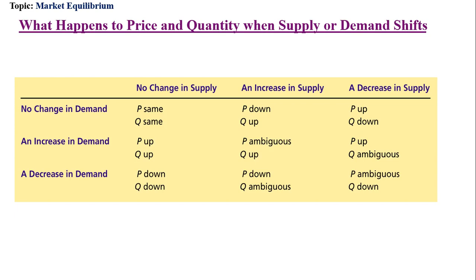Similarly, if a decrease in the demand occurs and no change in supply occurs, the price goes down and the quantity also goes down. If a decrease in the demand occurs and an increase in the supply also occurs at the same time, what will happen? The price goes down while the change in quantity is ambiguous. Similarly, if a decrease in demand occurs and at the same time a decrease in the supply also occurs, the change in the price is ambiguous while the quantity moves down.